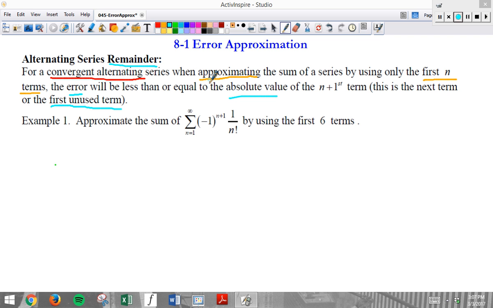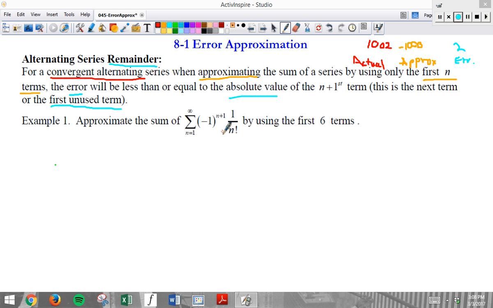So if I found out the building's actual value was 1,002 feet, and my approximation was 1,000 feet, then I'm talking about an error of 2 feet. The error in my initial measurement was only 2 feet. Does that make sense?